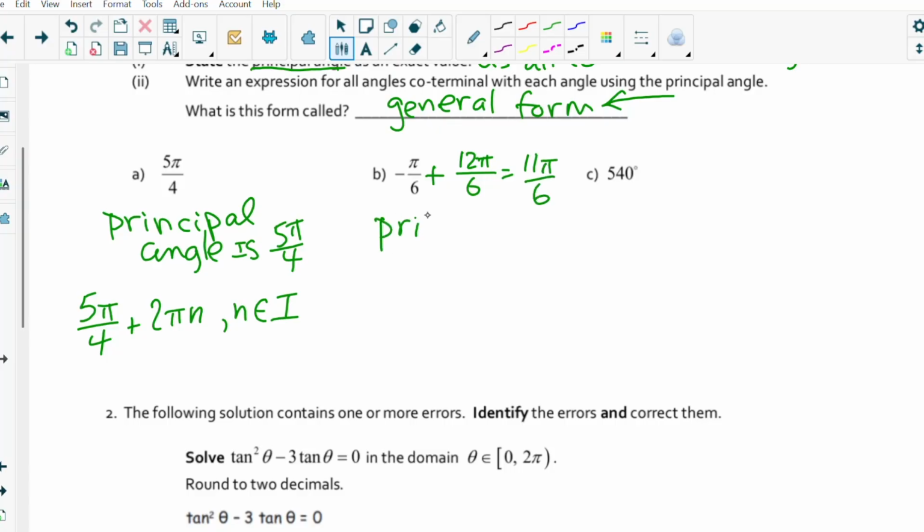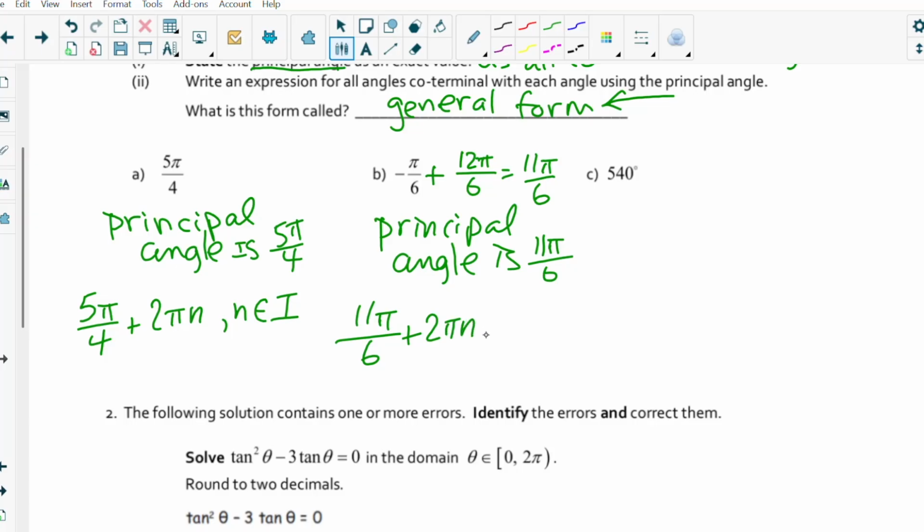So my principal angle is 11 pi over 6. And then in general terms, 11 pi over 6 plus 2 pi n, where n is an element of all integers. 540 degrees. It's positive, but is it the smallest positive rotational angle?